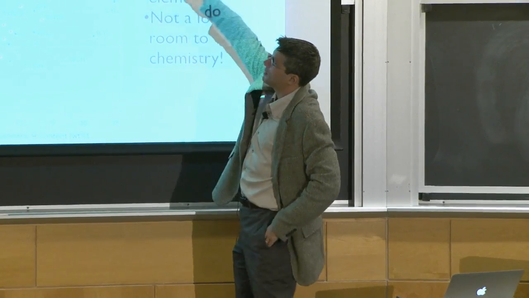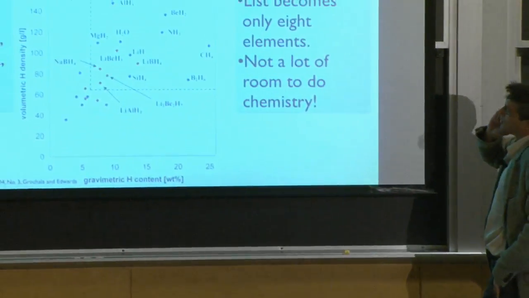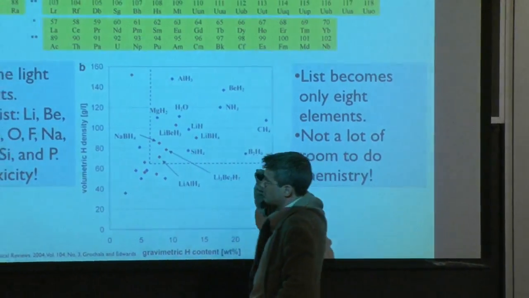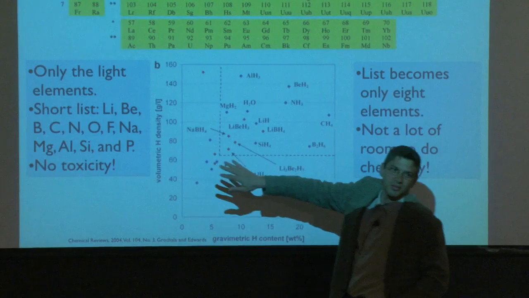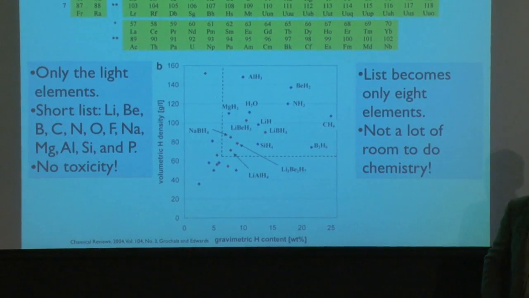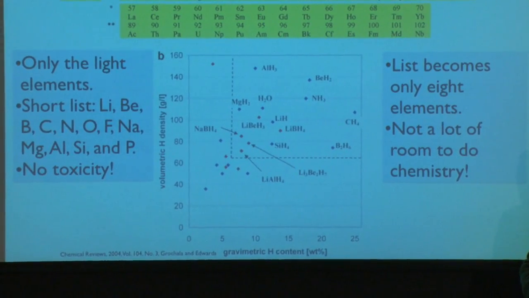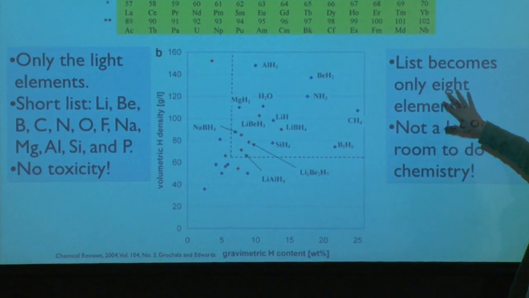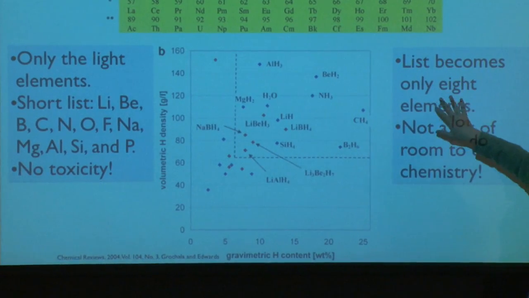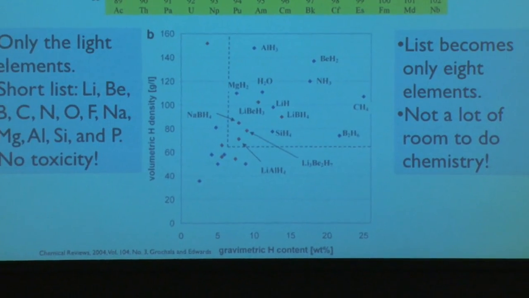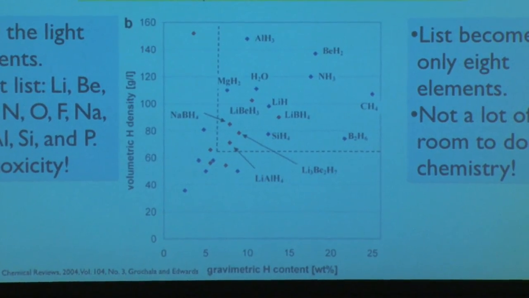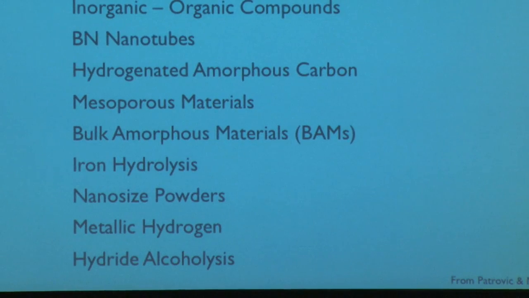So that really limits what you can use, and so only the light elements are really going to be useful here. And then you have a short list, and then you say, I don't want them to be really that poisonous. That might not be a good thing in the back of your car, right? And so then you can essentially argue that the list is about 8 elements that you might store, and that's just not a lot of room to play. That's why this is challenging.